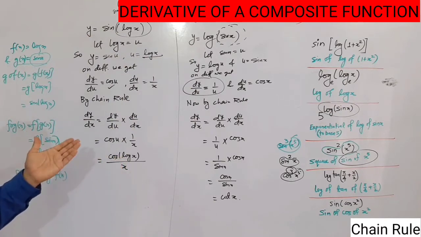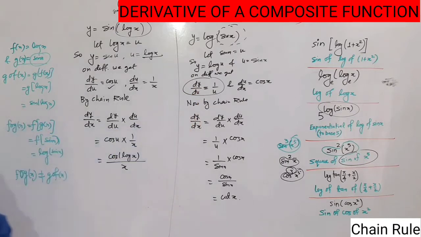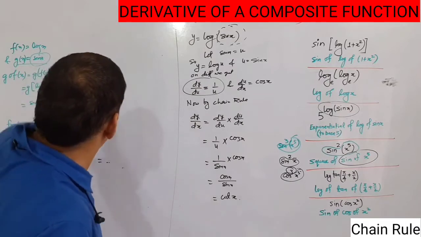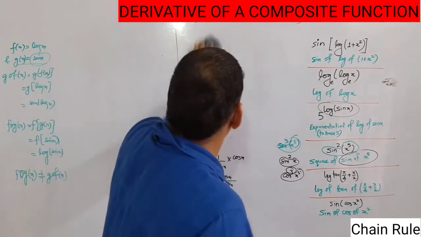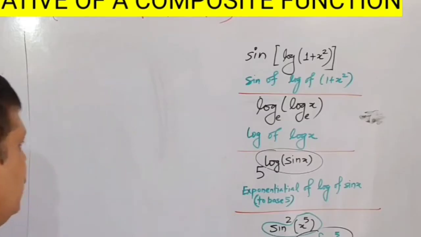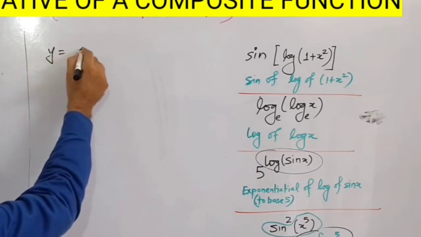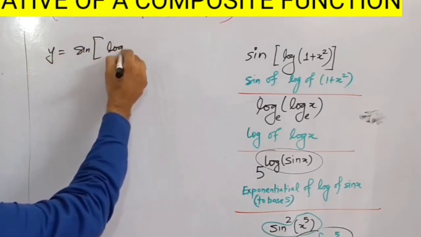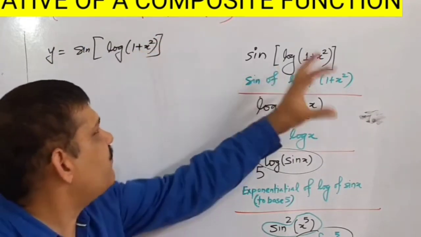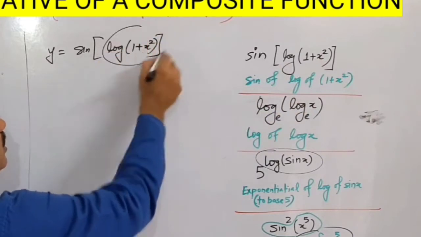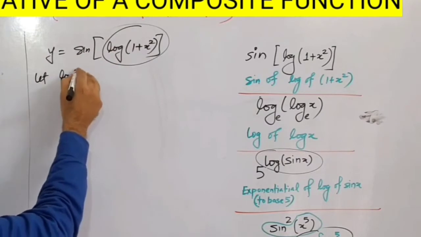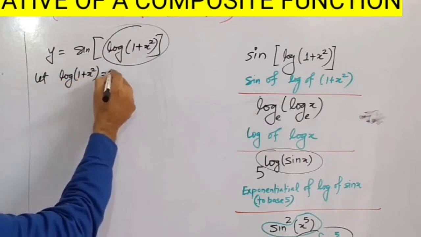Now let's talk about some more questions here. Now we take this question, sine of log of 1 plus x square. Well, y is equal to sine of log of 1 plus x square. It will be read as sine of some variable. This variable will be treated as u. So let log of 1 plus x square is equal to u.